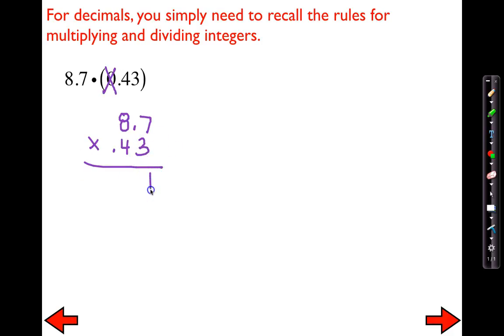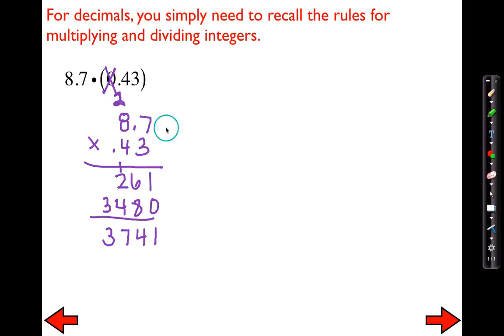3 times 7 is 21, carry the 2. 8 times 3 is 24, plus 2 is 26. Put a 0 here. 4 times 7 is 28, carry the 2. Let's just leave that here. This is going to be 32, plus 2 is 34. Add them all together.